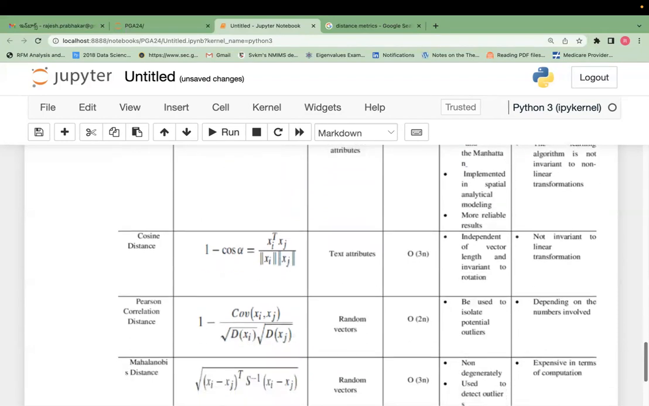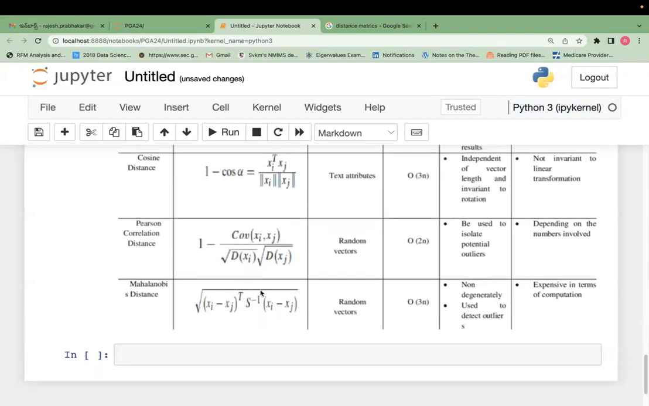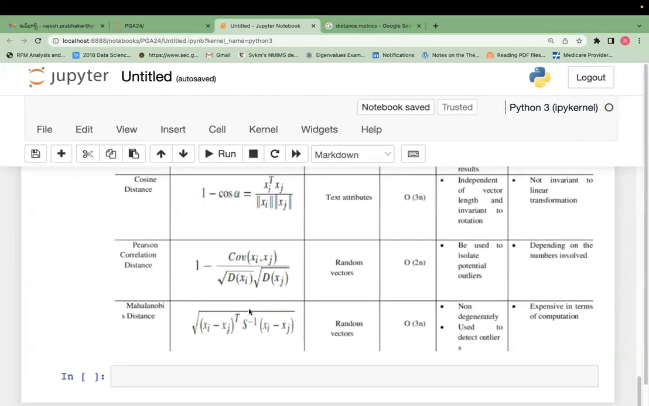Then Pearson correlation, you know the correlation, right? Correlation metric. Mahalanobis distance is also very popular, and has good accuracy, but it requires a little bit of computing. The formula is complex. Mahalanobis distance is widely used in academic research and clinical and pharmaceutical research.